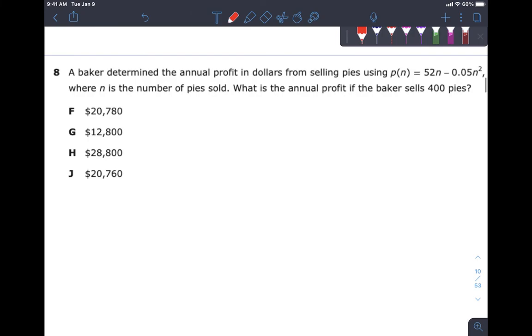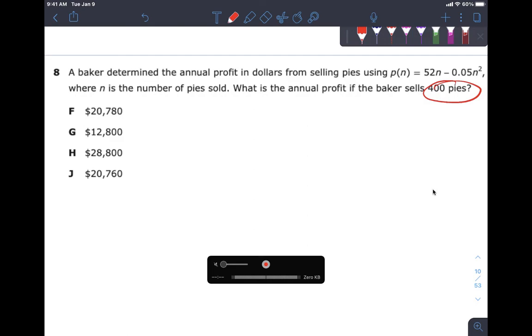All right, next one. A baker determined the annual profit in dollars from selling pies using this equation, where n is the number of pies sold. What is the annual profit if the baker sells 400 pies? So they're asking us to just plug in 400 into the equation. Pretty simple.